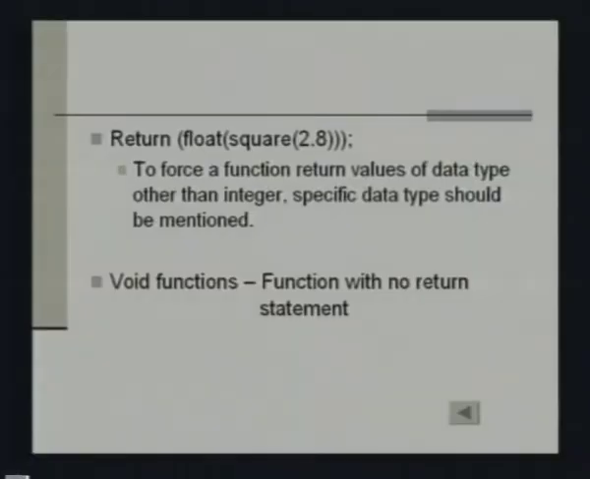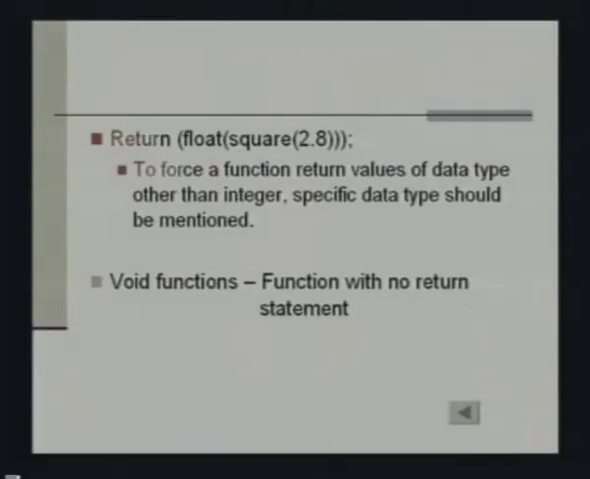Another possibility with the return statement is where we can call a function. In addition to that, we can do type conversion also. We all know what type conversion is: when we explicitly change the data type of a particular value or variable. So here we have return, within parentheses we have float, within that we have a function square, and I am passing one value.